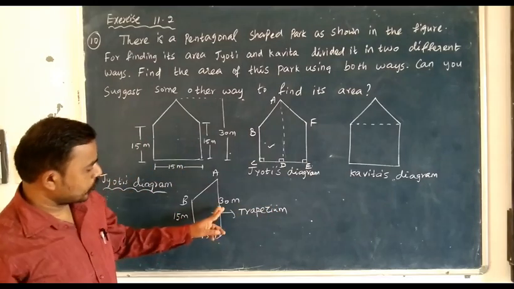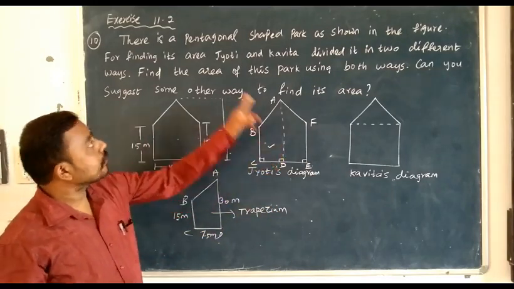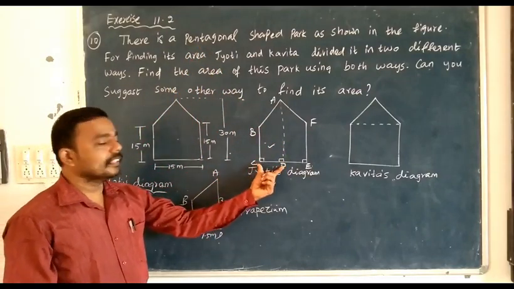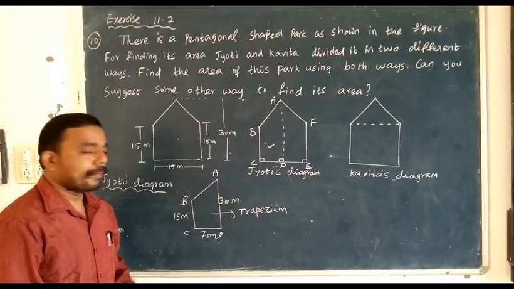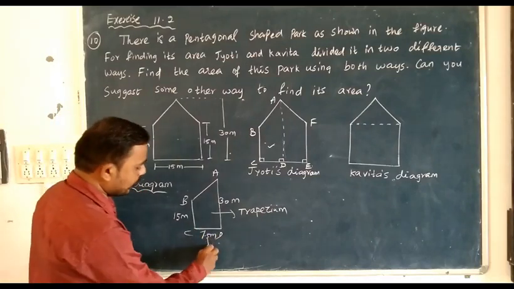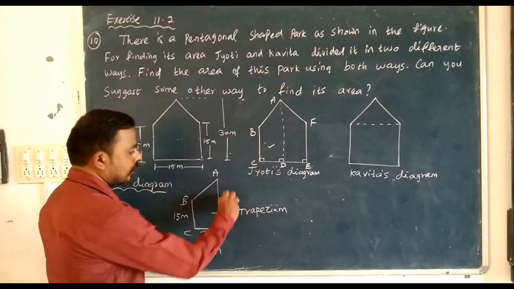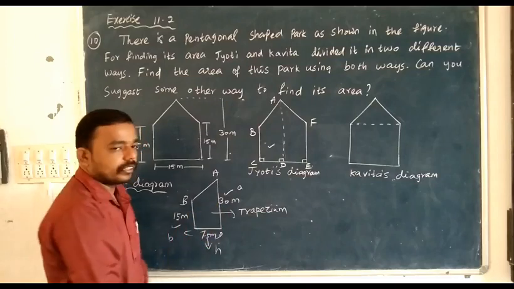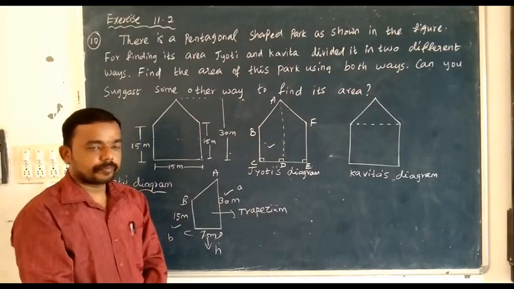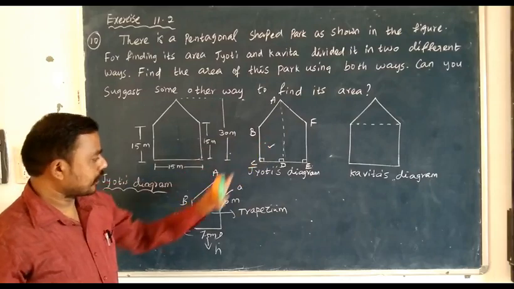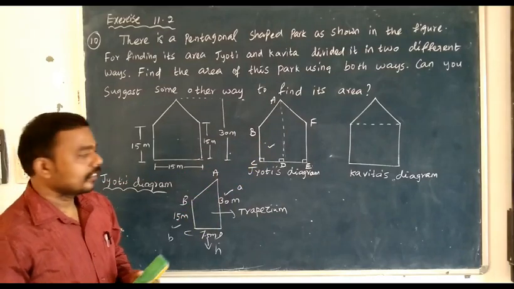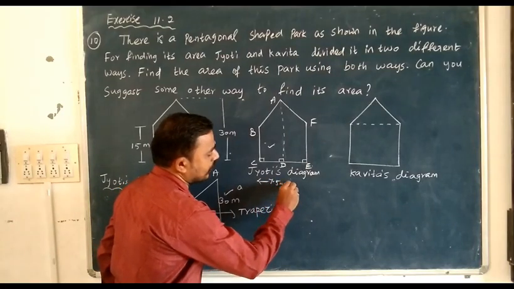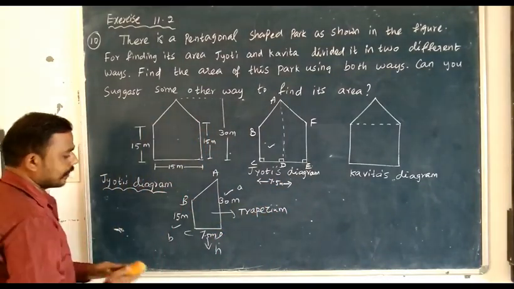Because these two lines are parallel. So the shape given is not a pentagon. So these two lines are parallel. This side is the distance between the parallel sides. So I can consider this one as height, this one as A, this one as B, or A 30, B 15. Like that I am going to consider. So from this picture I am going to write the thing. So this distance is 7.5 meter.